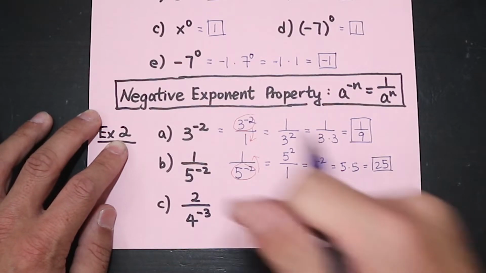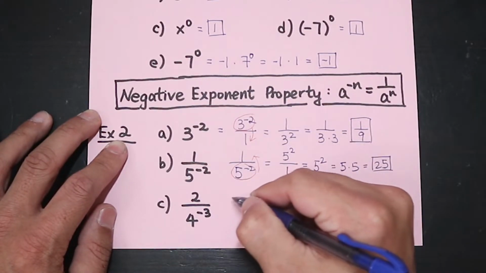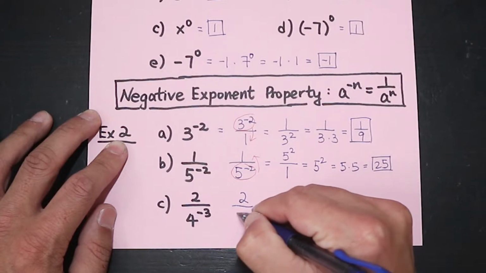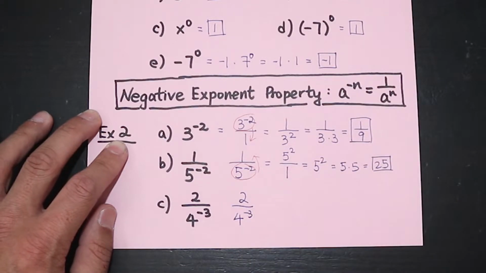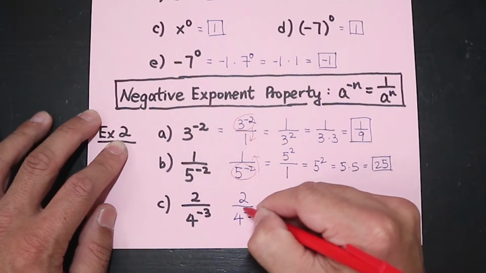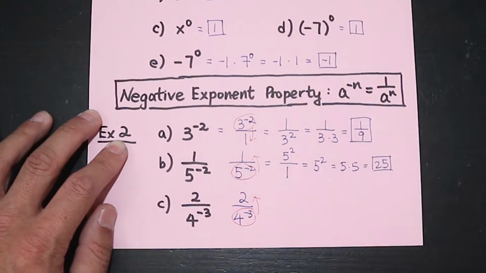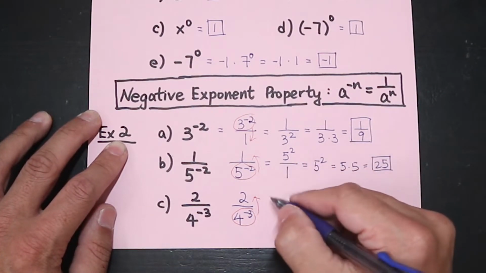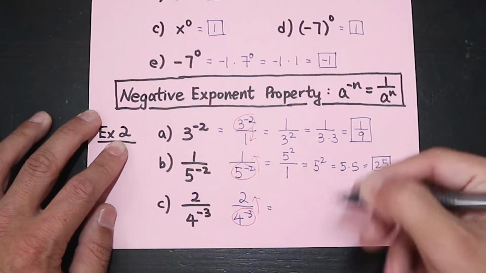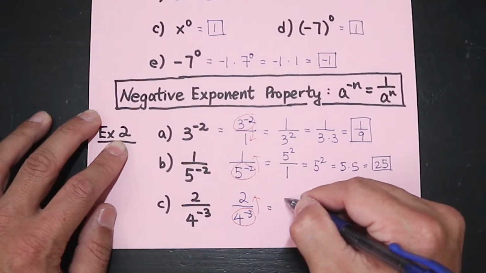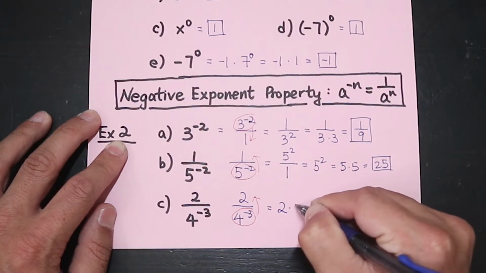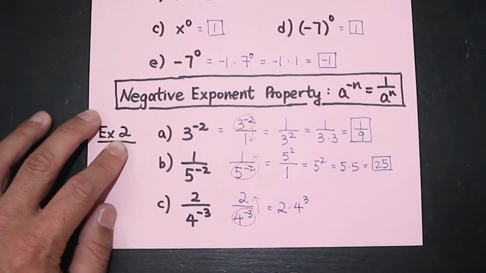Let's try one more, part C, right? So part C, I'm going to copy the problem, 2 over 4 to the negative third power. Again, if you see negative exponents, you're going to do circle arrow, okay? Circle arrow. So now the negative exponent becomes positive once you move it to the top of the fraction. So it becomes 2 times 4 to the third power, like this.